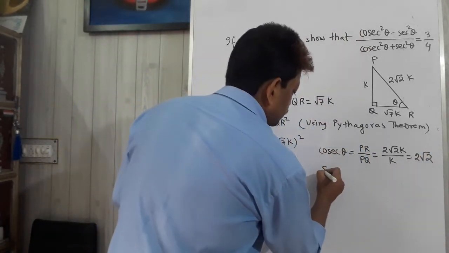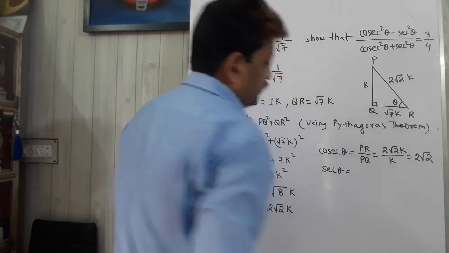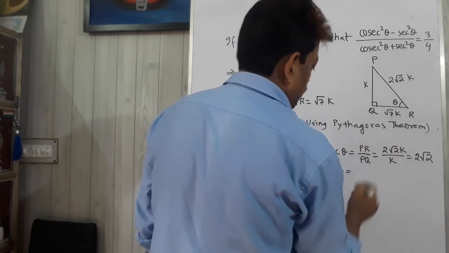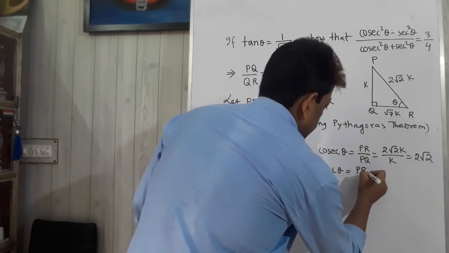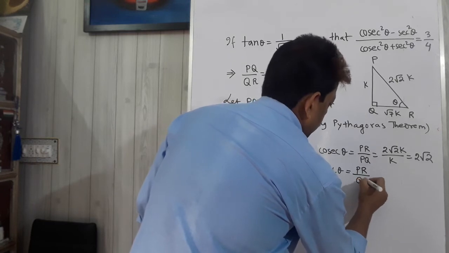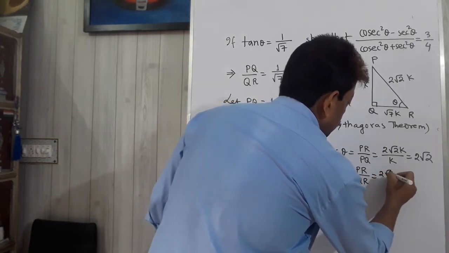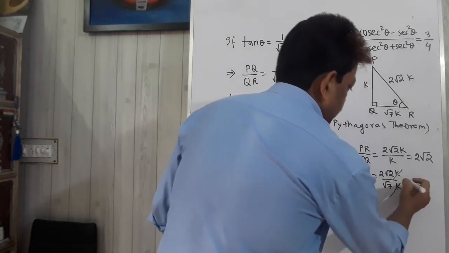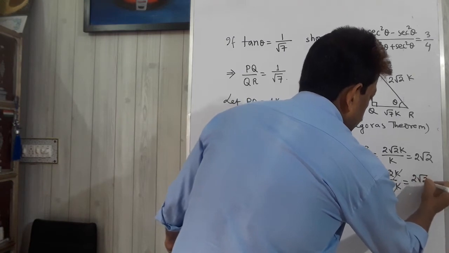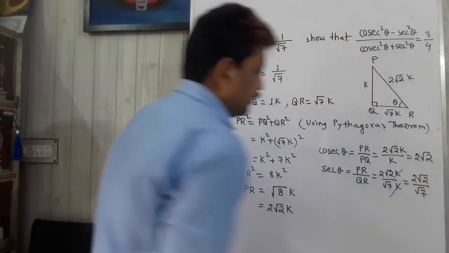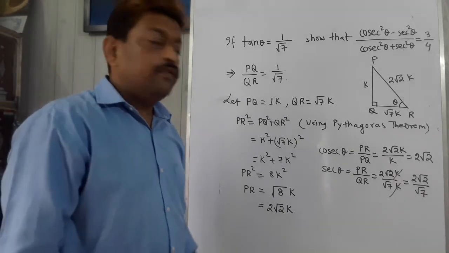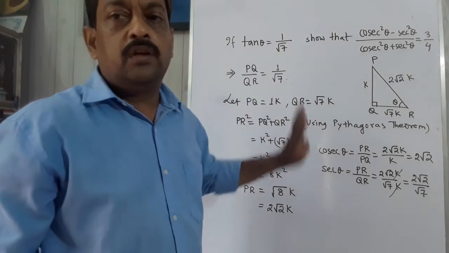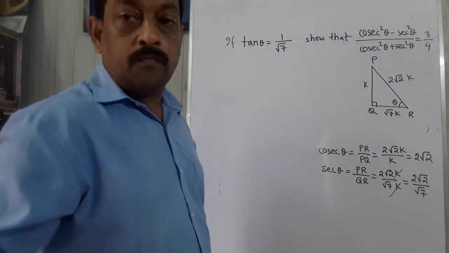And sec theta is the reciprocal of cos theta. So sec theta will be hypotenuse upon the base, that is PR upon QR. So 2 root 2 k upon root 7 k. Cancelling k, we get 2 root 2 upon root 7. So we have got the values of cosec theta and sec theta. Now we will substitute this value in the question to verify the question.